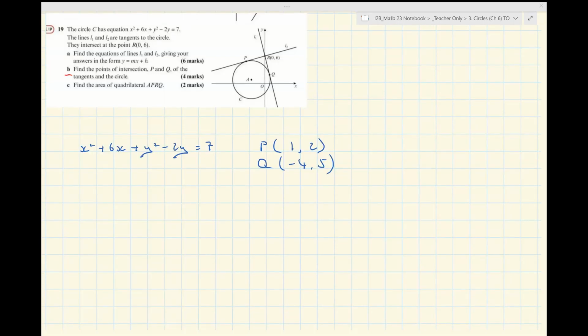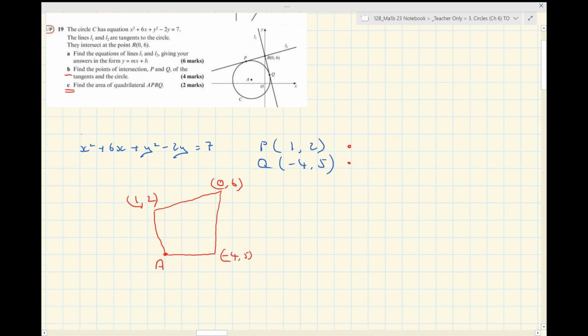Right, part C. Let's have a quick recap as to where we are. We've got a circle, and we've got the coordinates of point P here, and the coordinates of point Q here. And in part C, we're asked to find the area of the quadrilateral A, P, R, Q, where A is the centre of the circle. So Q is (-4, 5). R up here is (0, 6). P is (1, 2). Now, what are the coordinates of A here? Well, that's the centre of the circle.